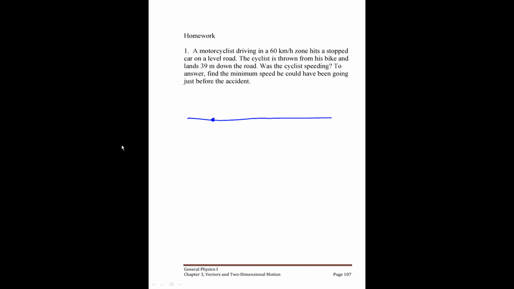This is where my cyclist launches into this parabolic path. And I know that if this is x naught equals 0 meters, that he lands x equal 39 meters away. But largely, I don't know much else.